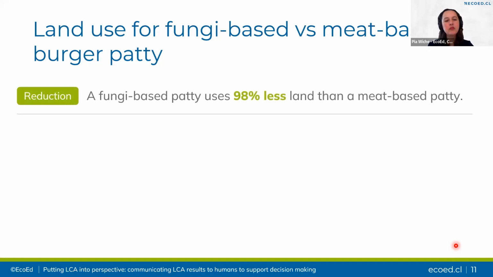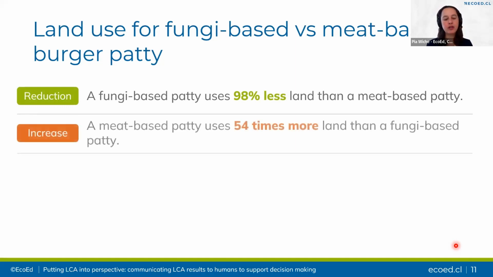So you can talk about reduction. You can say, well, a fungi-based patty uses 98% less land than a meat-based patty. And that's understandable, right? That's still text, uses very little space, and easy to communicate. You can also talk about an increase. You can say that the meat-based patty uses 54 times more land than a fungi-based patty.